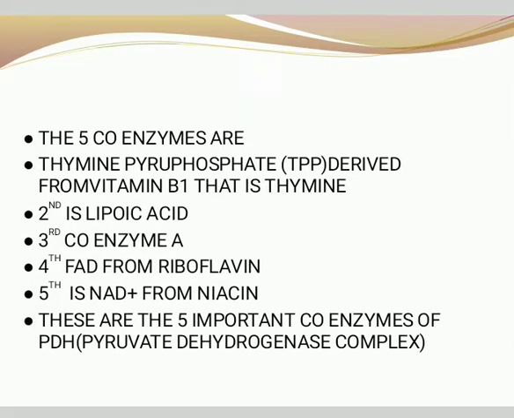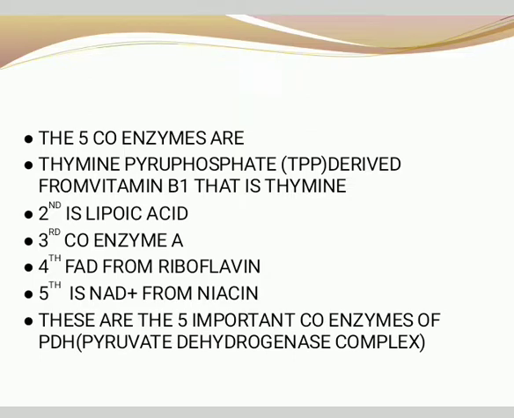The 5 coenzymes are thiamine pyrophosphate TPP, derived from vitamin B1, that is thiamine. You can also watch my lecture of vitamin B complexes. So in that lecture you will have a detailed description of vitamins B, what are vitamins B, what are their types, and what are their common names. Actually, thiamine is the name of vitamin B1, and when this thiamine is in activated form, it is known as thiamine pyrophosphate TPP, and it is a coenzyme basically.